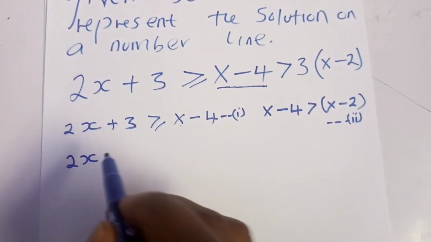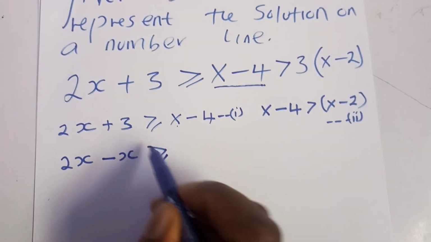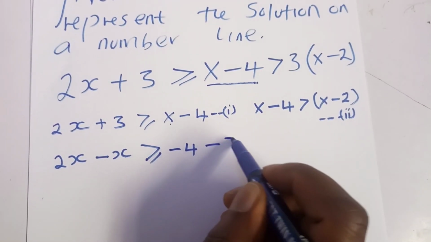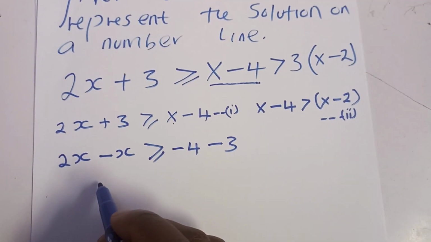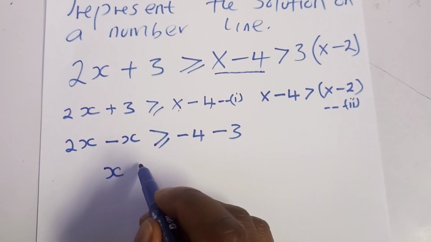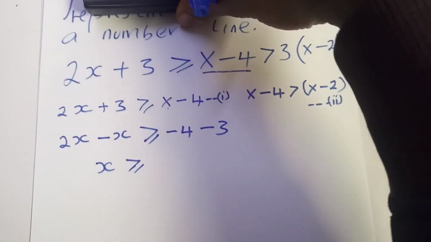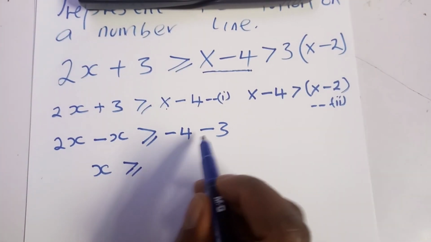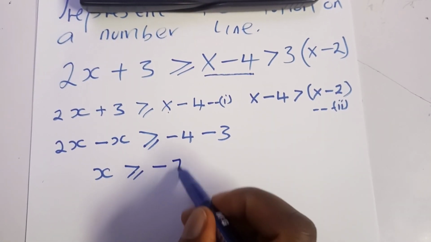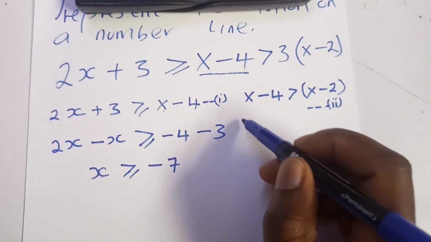So we have 2x minus x greater or equal to minus 4 minus 3, and this becomes x greater or equal to negative 7. So the first inequality, or the first part of the simultaneous, is solved. So we move on to the second.